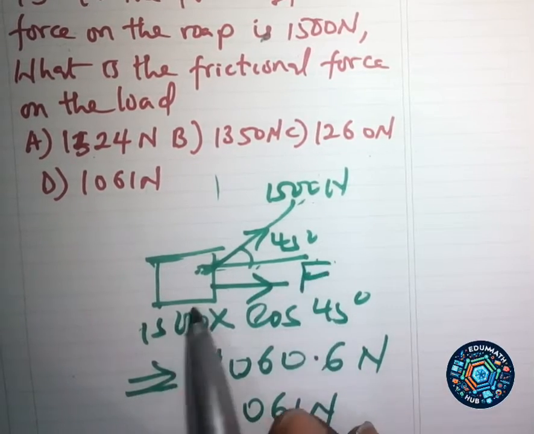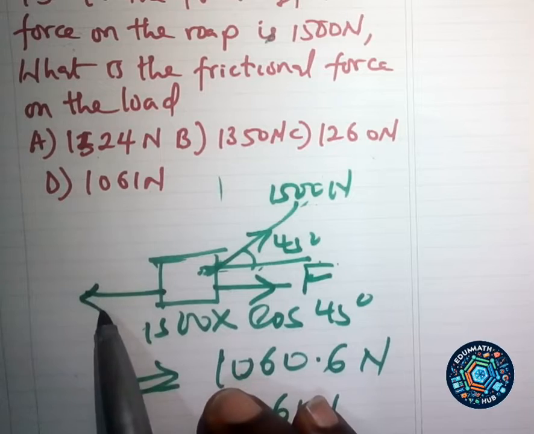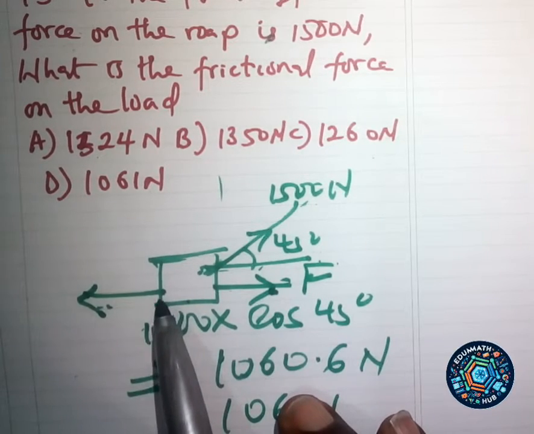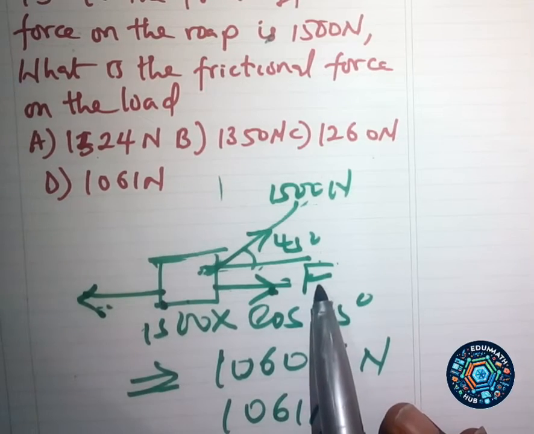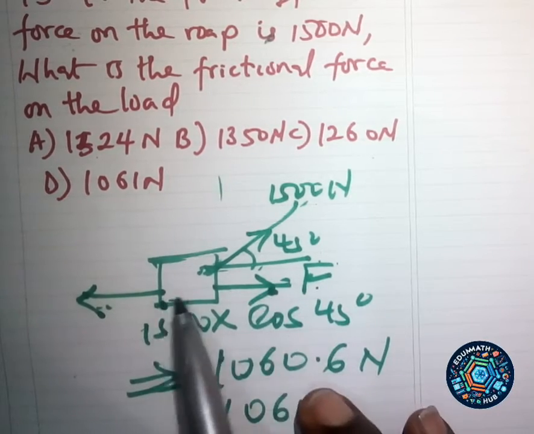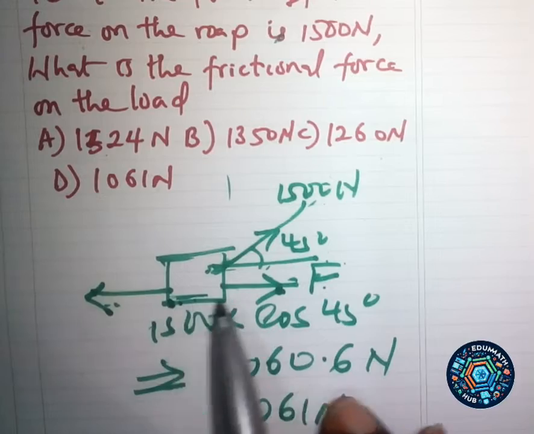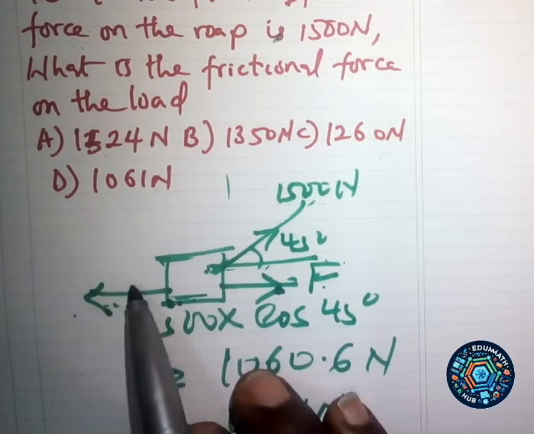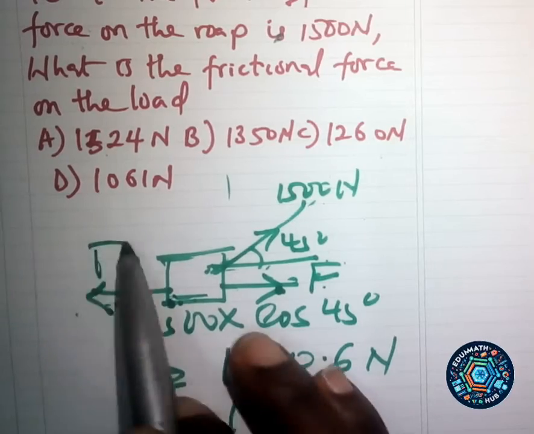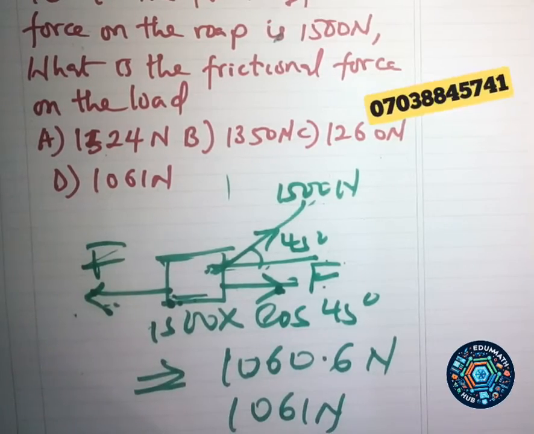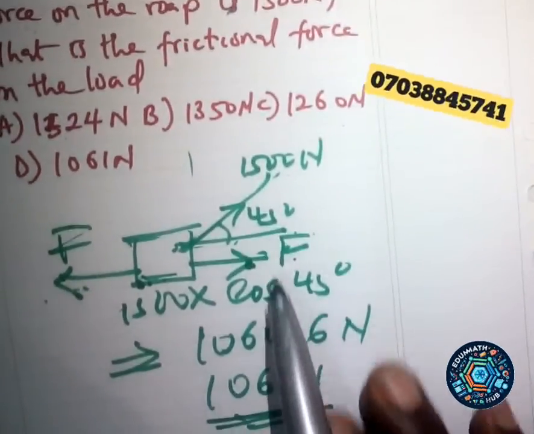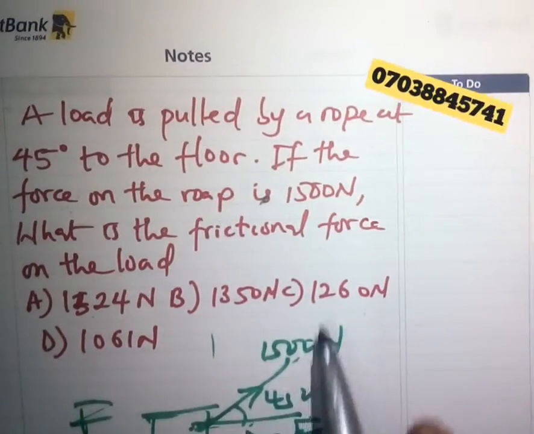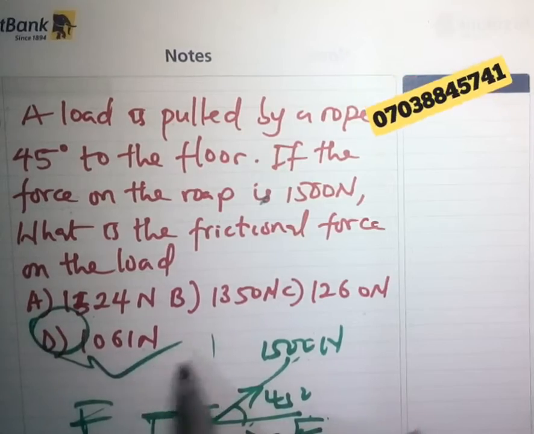But the friction is acting backwards like this. So both of them are equal. The force trying to move this body forward is the same as the force preventing it from going forward. The friction is acting backward, trying to prevent it from going forward. So both of them are equal. So the force acting in this direction, which is the friction opposing the motion, is 1061 Newton. So 1061 Newton is the final answer. So just move right here and shade 1061 Newton.